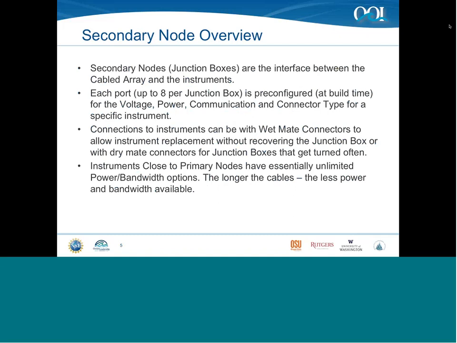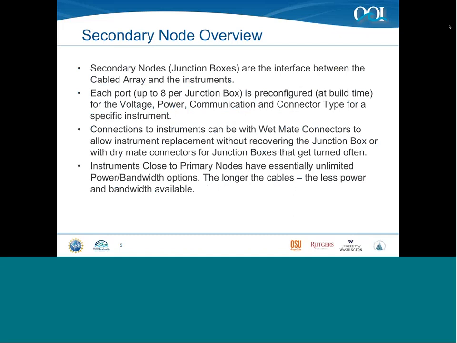Next slide. Okay. So the secondary nodes, and I'm focusing on the junction boxes, but most of this information also applies to the platforms that you saw on the moorings as well. Junction boxes are the main interface between the cabled array and the instruments. I like to think of them as power strips on the seafloor for instruments. Each one supports up to 8 instruments per junction box. The instrument ports are pre-configured at build time, so we can set the voltage, power, communication, and the connector type that's used on that port.